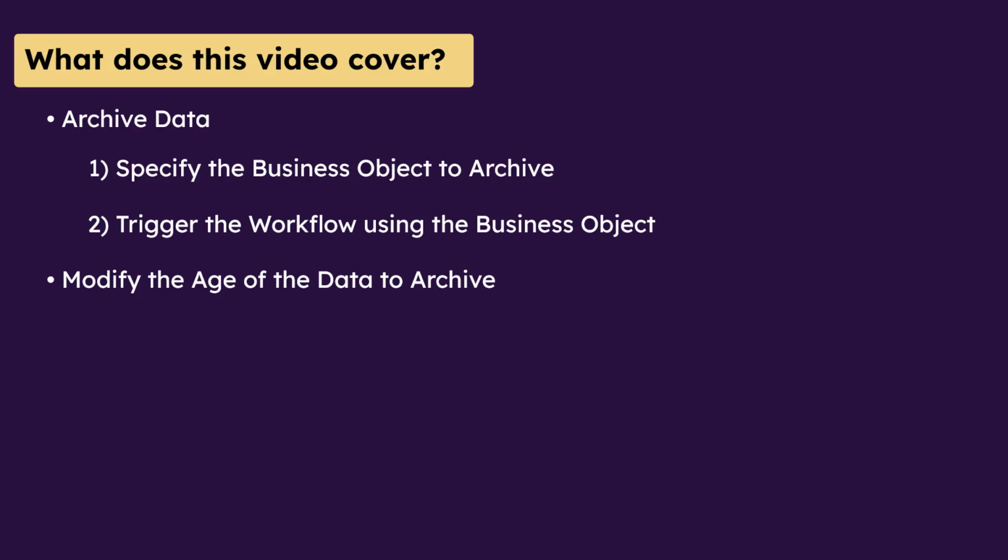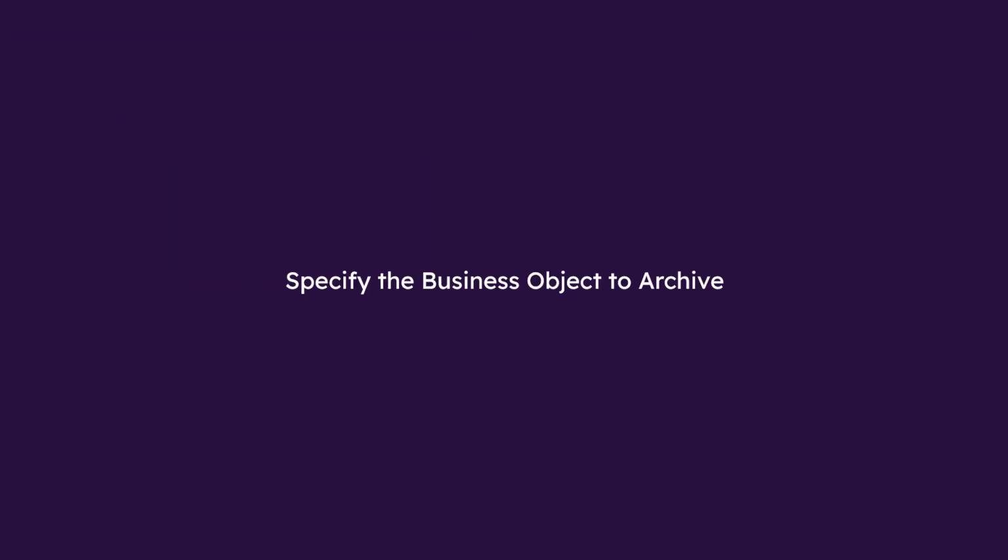In this video, we cover two main components of data archival. The first component is archive data, which includes the following steps. 1. Specify the business object to archive. 2. Trigger the workflow using the business object. The second component is to modify the age of the data to archive. Let's see how to specify the business object to archive.